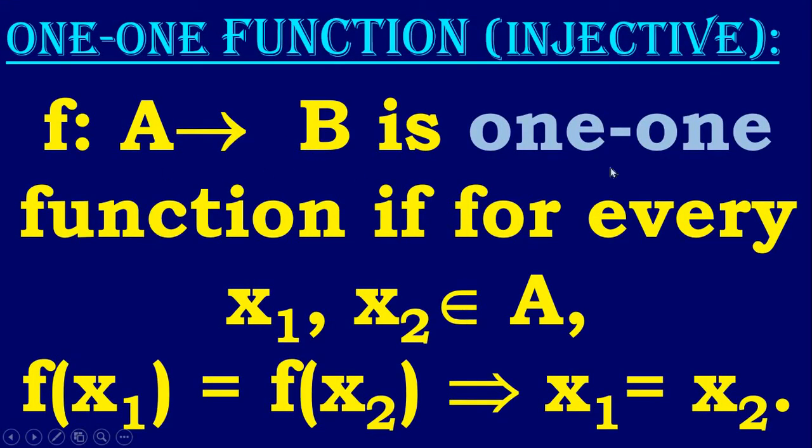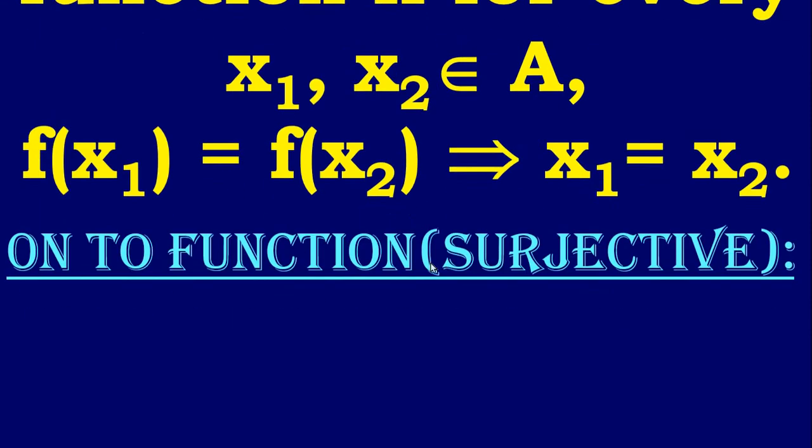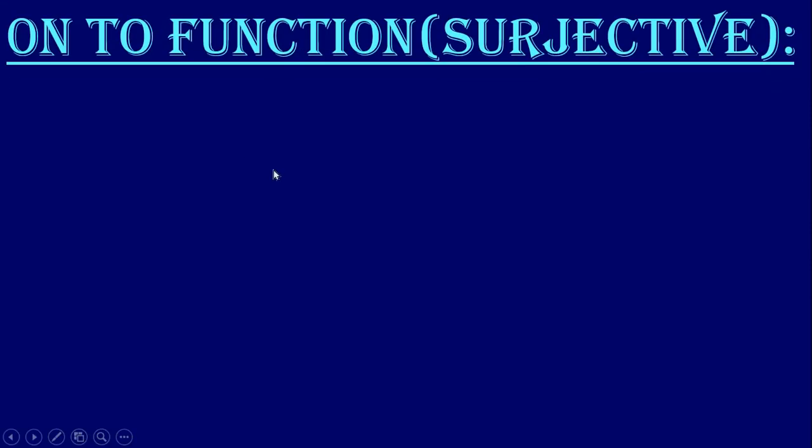A function f from A to B is a one-one function if for every x1, x2 belongs to A, if f of x1 equal to f of x2 implies x1 equal to x2. If f of x1 equal to f of x2, then we have to get x1 equal to x2, then only the function is one-one. So next we see the definition of onto function.